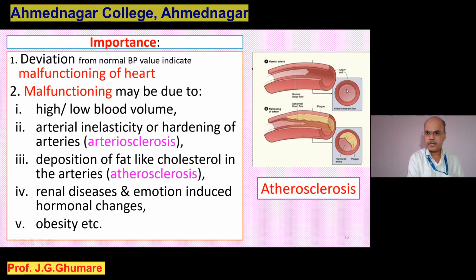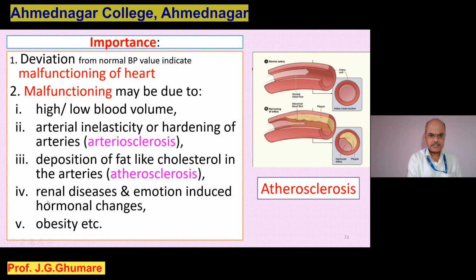See, two possibilities I'm going to tell you. Number one, if deposition takes place in the artery wall, that will decrease the elasticity of the artery. This problem is called arteriosclerosis. And deposition of fat like cholesterol takes place from inside the artery, in the tunica interna, and this is called atherosclerosis. So remember these two words from a multiple choice point of view. Arteriosclerosis is deposition of material in the wall of the artery, and deposition of material from inside the lumen is called atherosclerosis. Both will deviate the blood pressure.